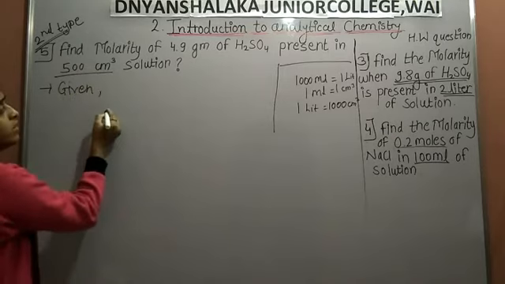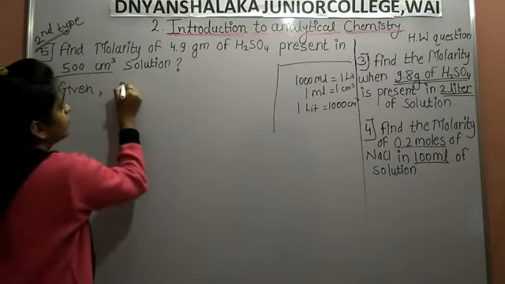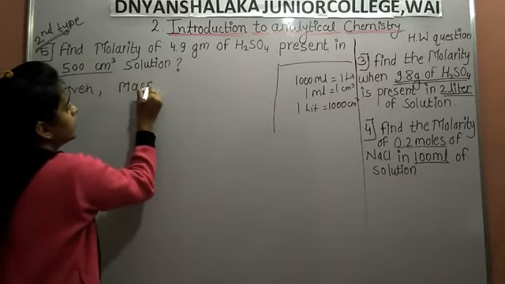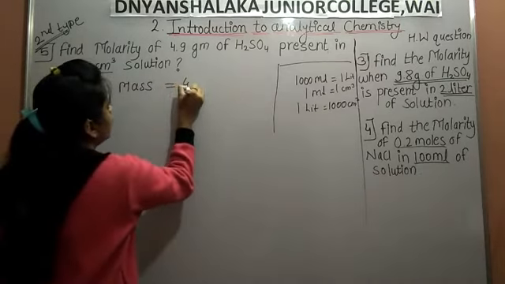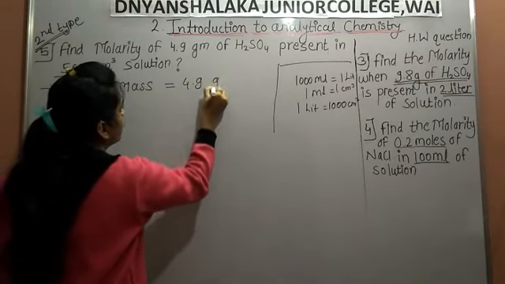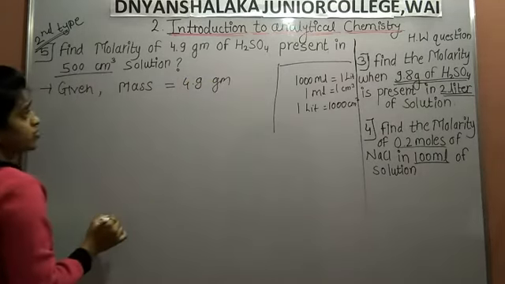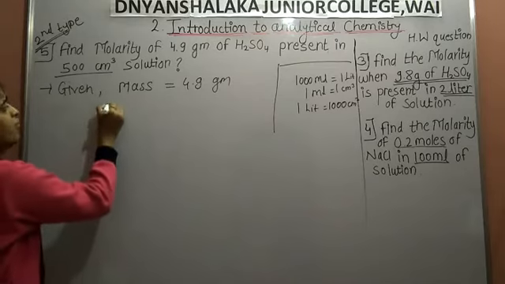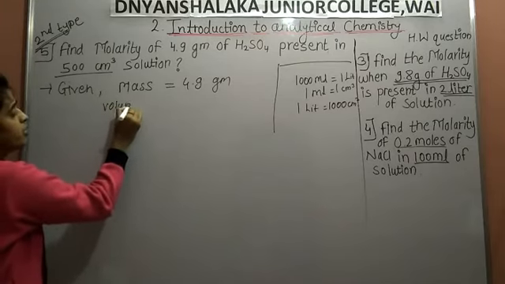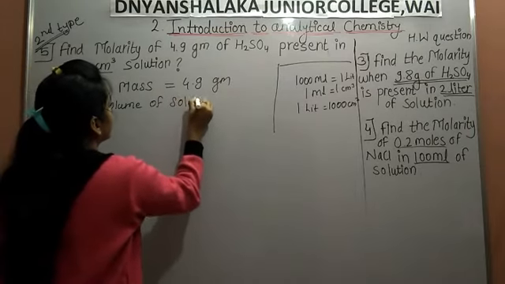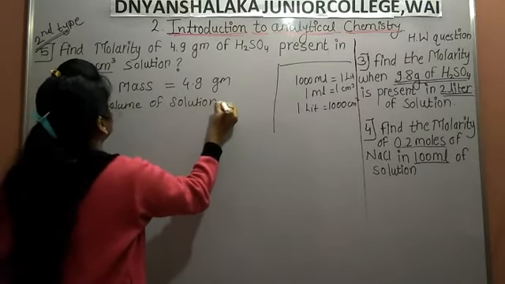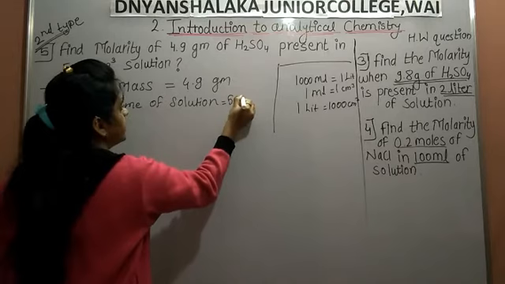So the given value is the mass of solute, which is given as 4.9 gram of H2SO4, present in a volume of solution which is equal to 500 cm³.